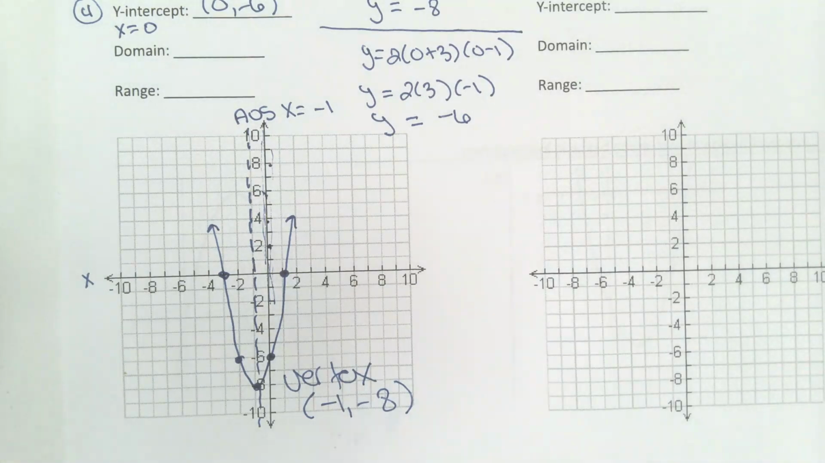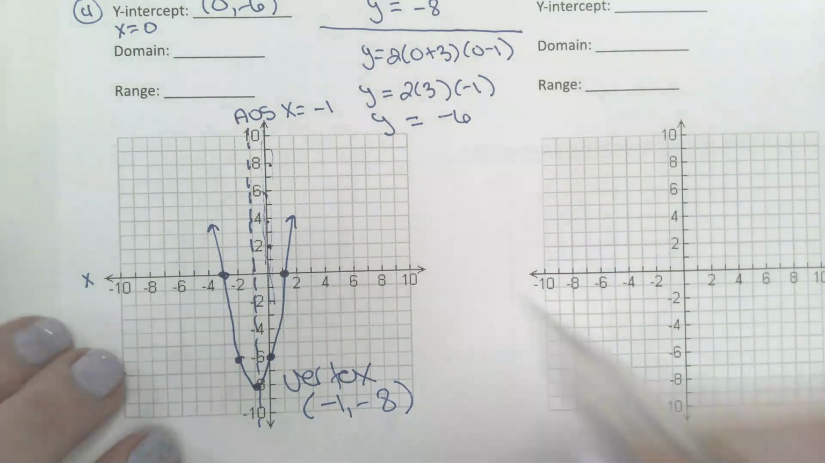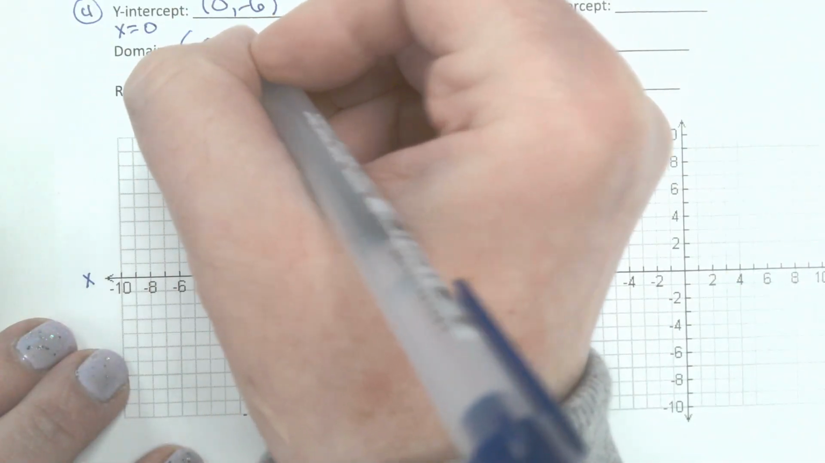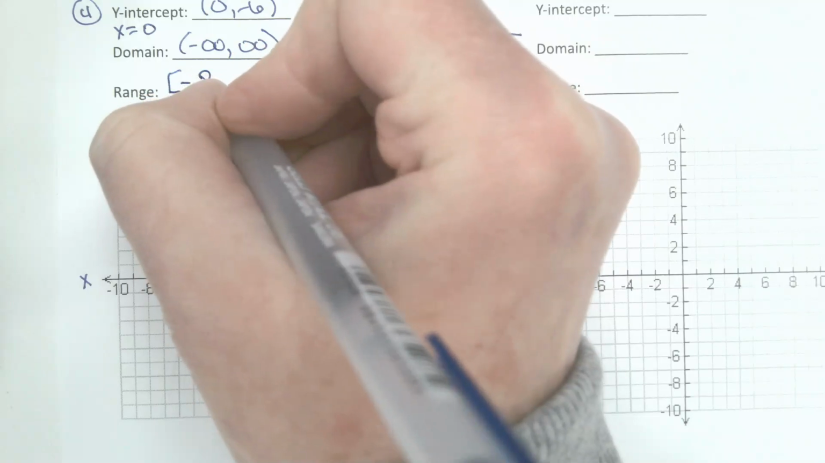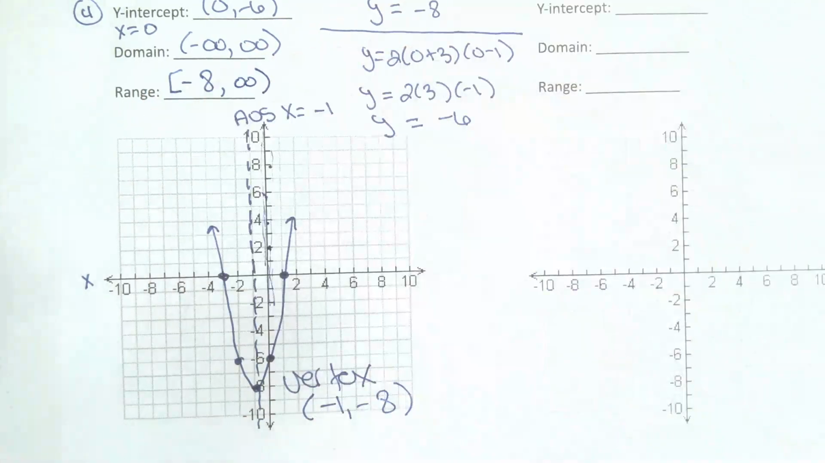Domain, you've got this. What's the domain? -infinity to infinity. Range, you can do this one bottom up. What's your range? Good. -8 to infinity.